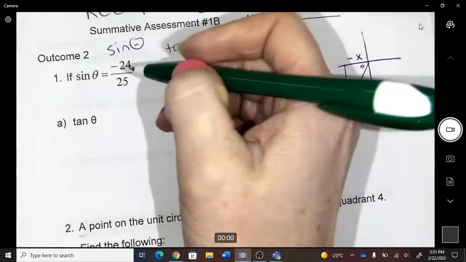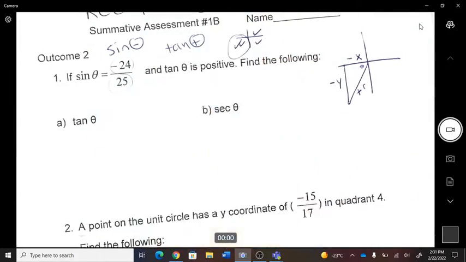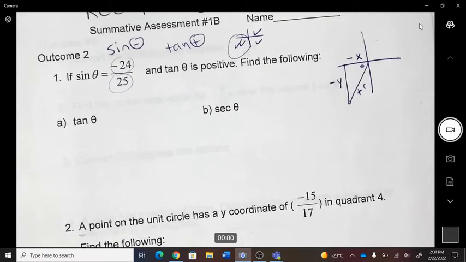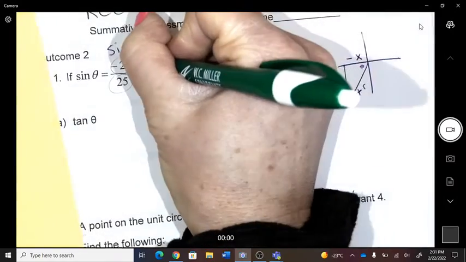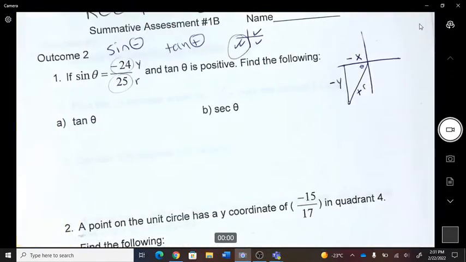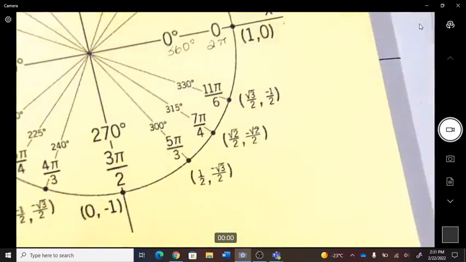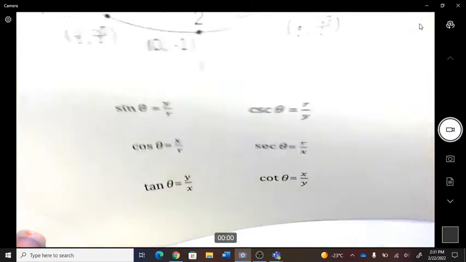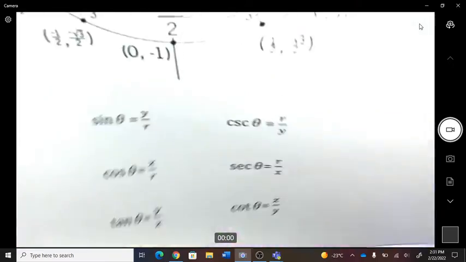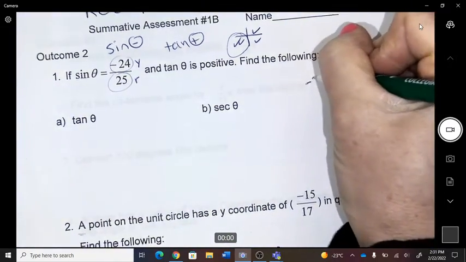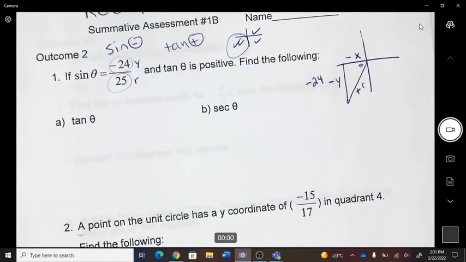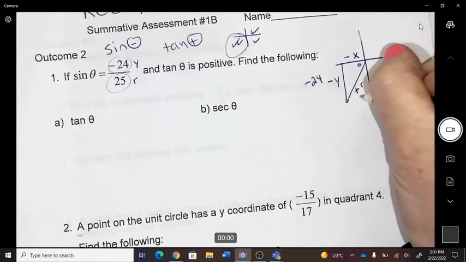Six ratios. This represents which letter? So maybe you have your yellow sheet in front of you. Y and R. Your y and your r. So this is your y and this is your r. And I did that by looking at those things, your y and your r. Okay, so I'm going to put negative 24 on that side. And this side is 25.